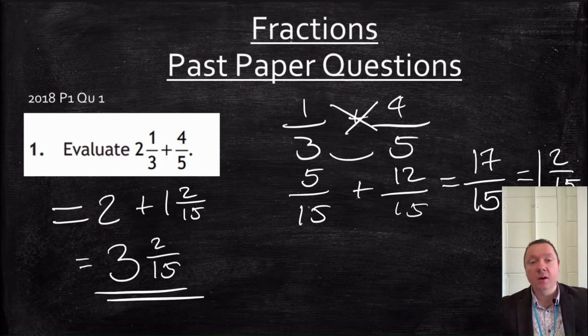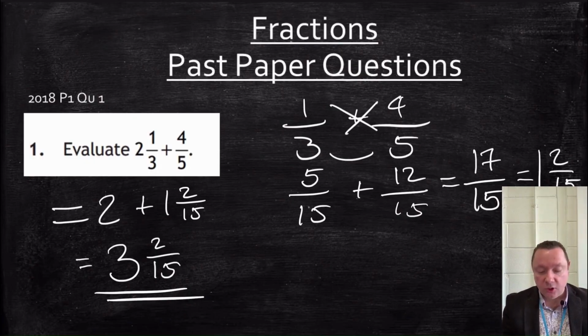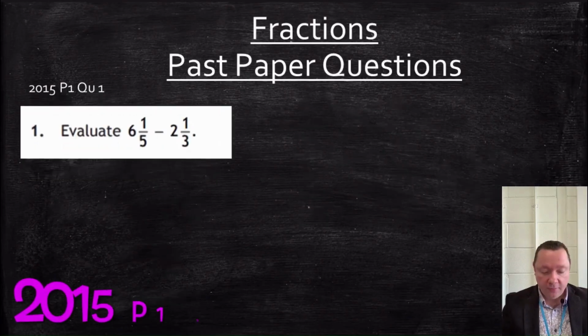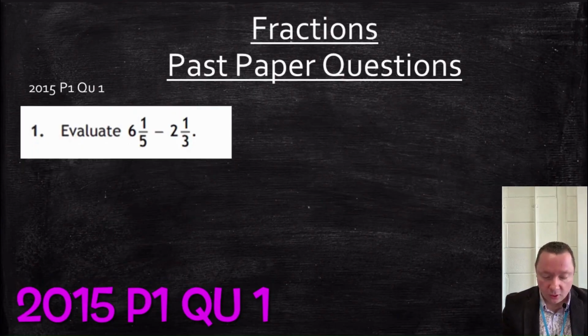So again, remember, the other way you could have done this question is to change the 2 1/3 into an improper fraction and then added and simplified. Okay, 2015, paper 1, question 1 again, so non-calculator.